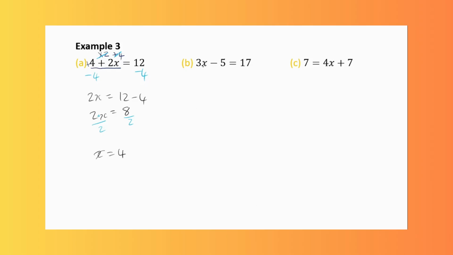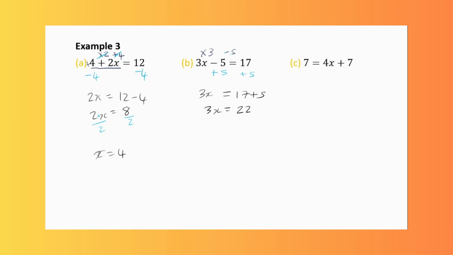Next example. Again, on our left-hand side of the equation, if we look at what's happening to x, we have a times by 3, and then we have a subtract 5. So we're going to work in the inverse direction. First, we have to get rid of this minus 5 by doing the inverse operation, which is plus 5. So we will have 3x, this makes 0, is equal to 17 plus 5. So we have 3x is 22.